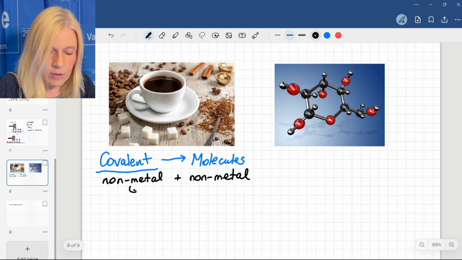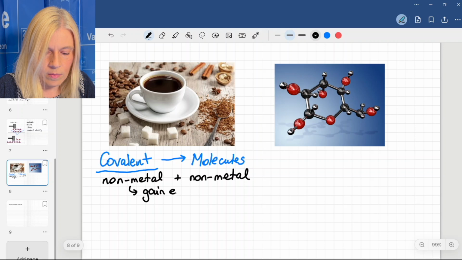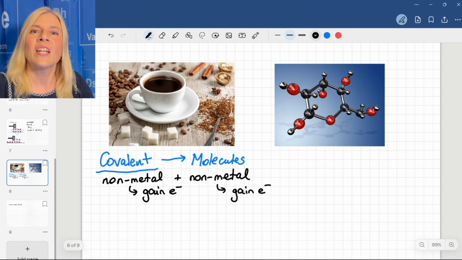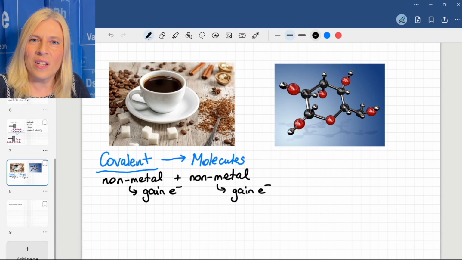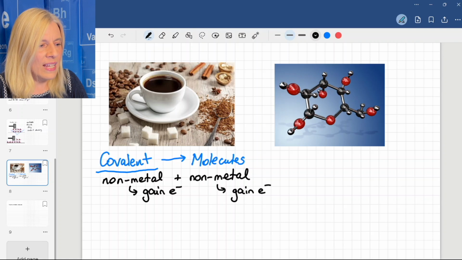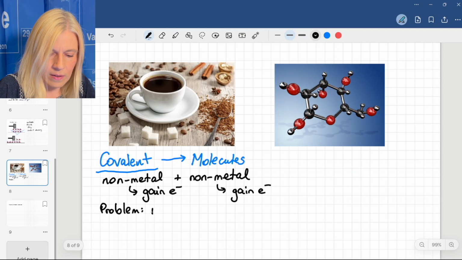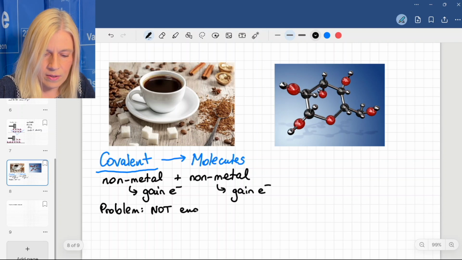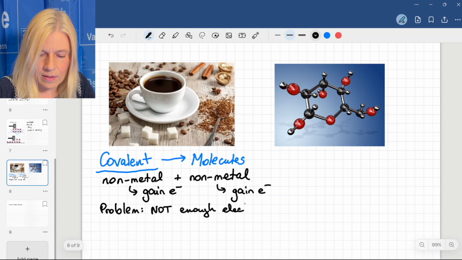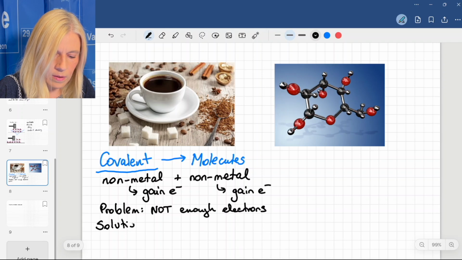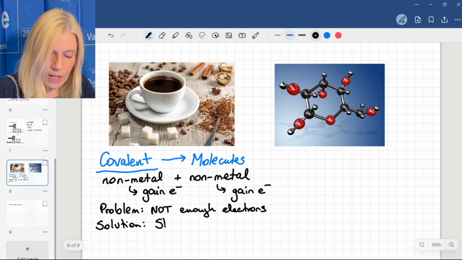So remember, nonmetals prefer to gain electrons. This nonmetal wants to gain electrons, and this nonmetal wants to gain electrons. We have a problem. What's going on? If there's not enough, people will say, well, share. So let's write this. We have a problem: there are not enough electrons. And what's the solution? We're going to share electrons.